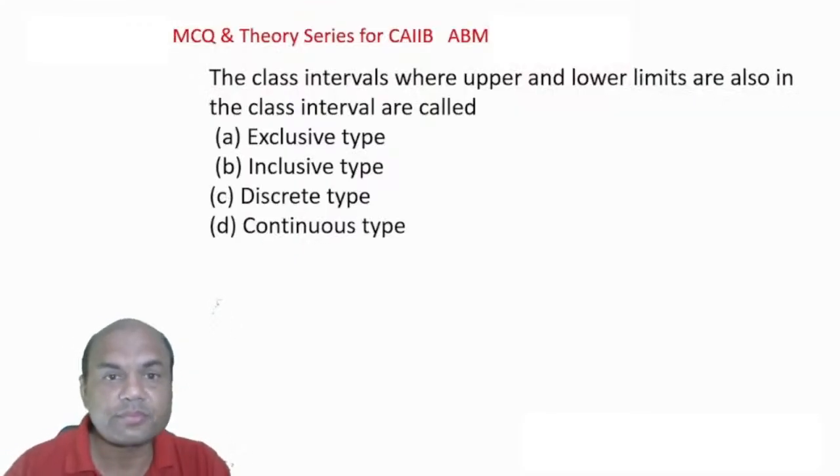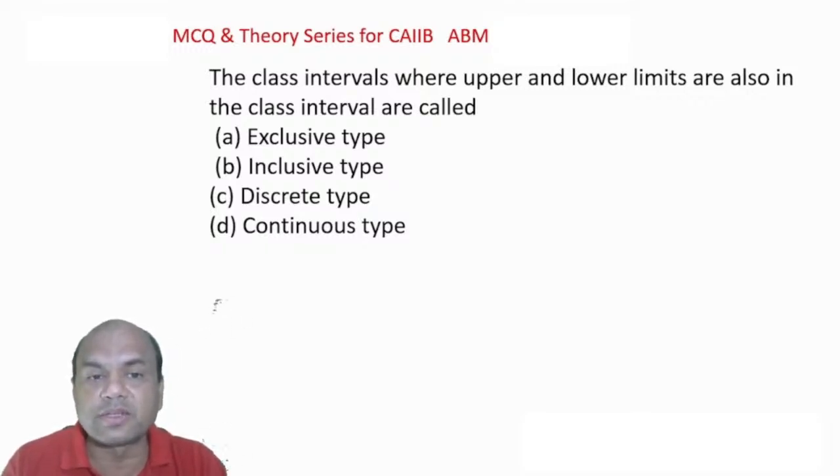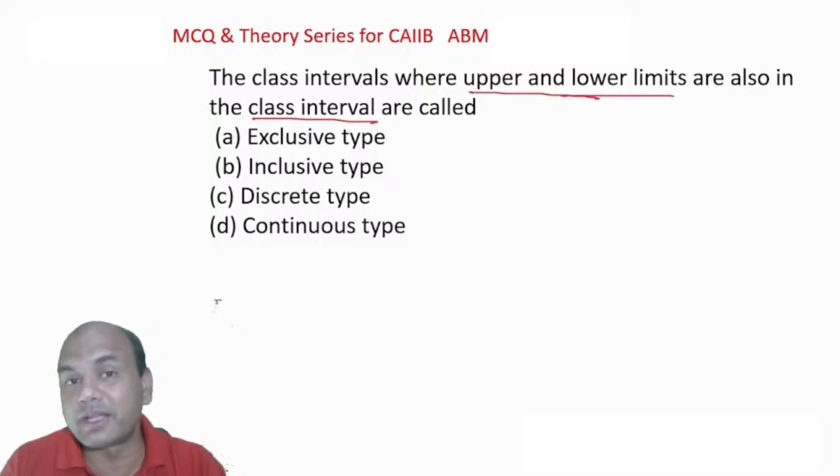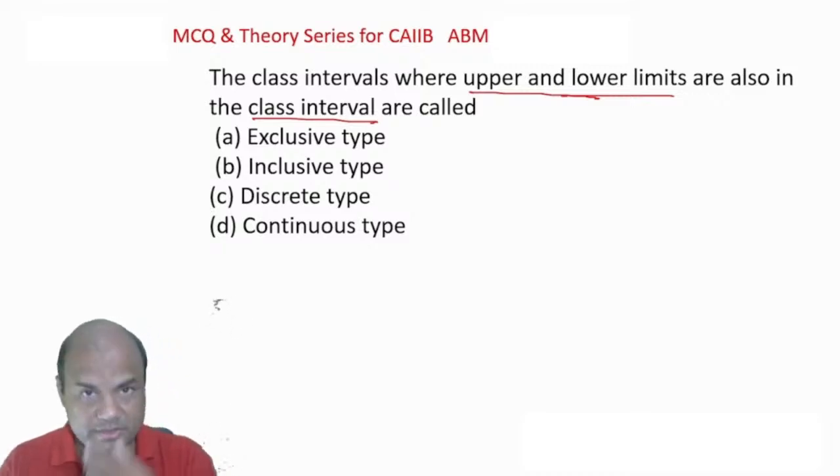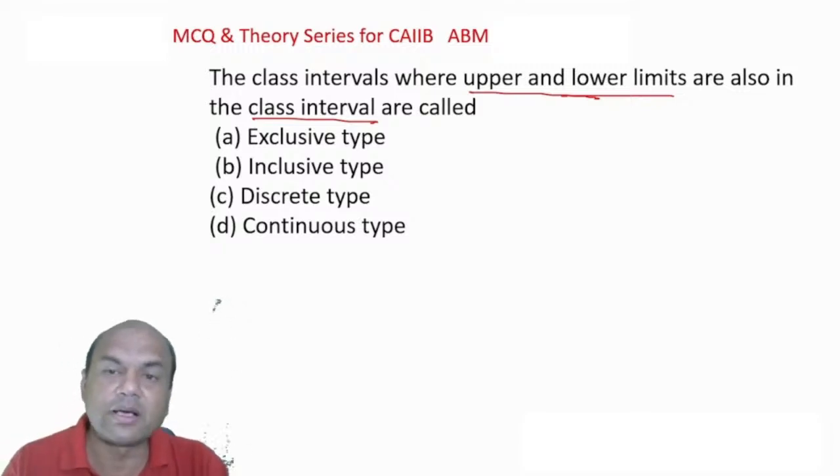Okay. The class where the upper and the lower limits are also in the class interval is called as. Have we done this? No, I was explaining you at that time. Yeah, this is the same question which we have done. Upper and lower limits are also in the class interval. So it is called exclusive, inclusive, discrete, continuous. Which is this?